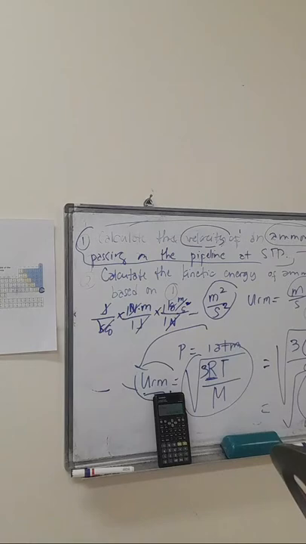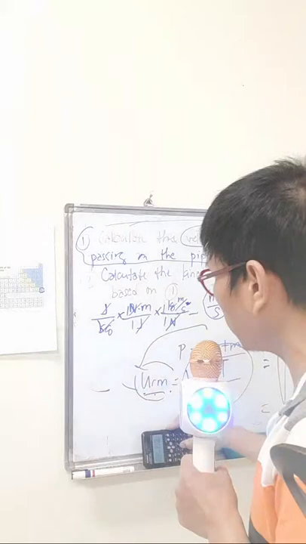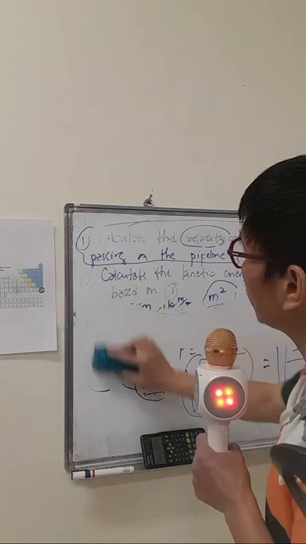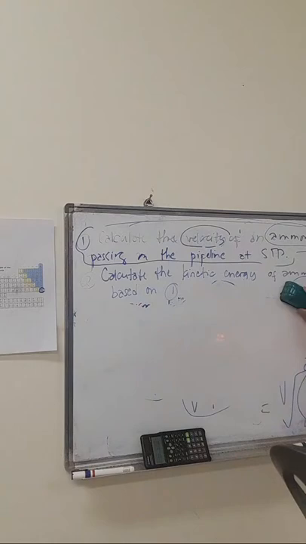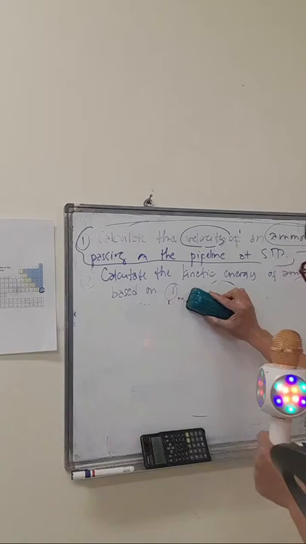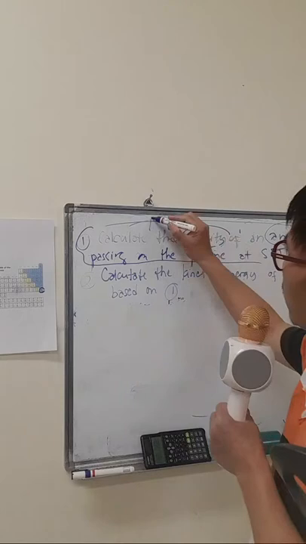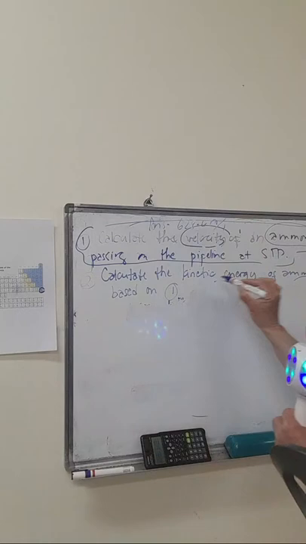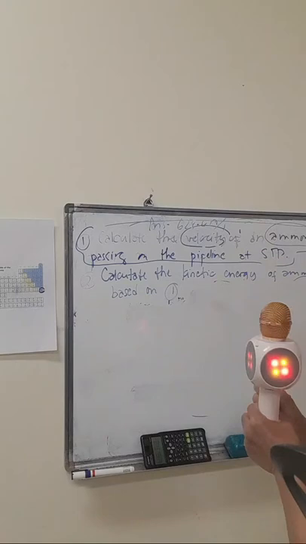Now we have 628.6 meter per second, right? Let's check further our comprehension if it will be connected to question number 2. So 628.6 meter per second is the velocity answer here. Now, calculate the kinetic energy of ammonia based on number 1. Your answer in number 1 should be utilized in number 2, but let's check.